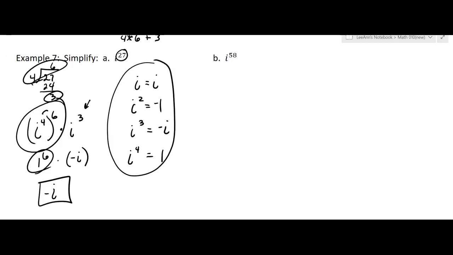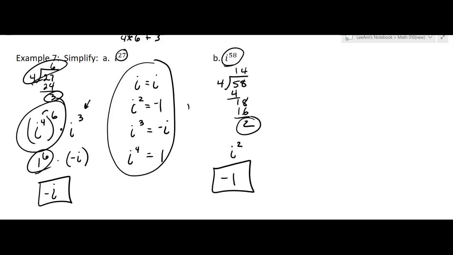All right, so let's say you have i to the 58. Okay, how many times does 4 go into 58? I don't know. 1 and 4. 4 times 4 is 16. So my remainder is 2. This is really all I'm interested in. The 4 times 14, all of that's just going to be 1. So this i to the 58th is really going to be the same thing as i squared, which is negative 1. That comes from my i chart right there.